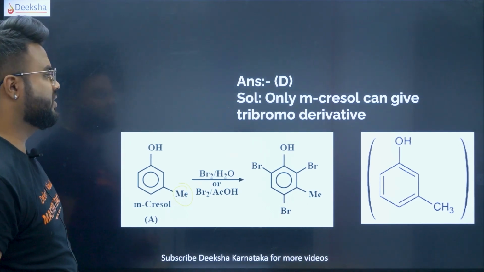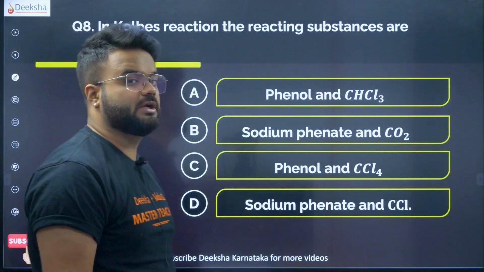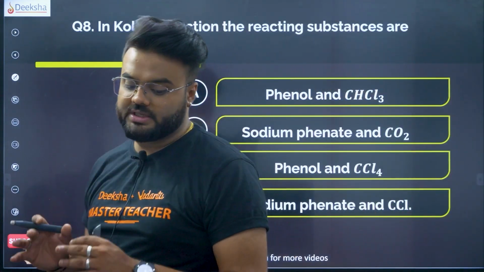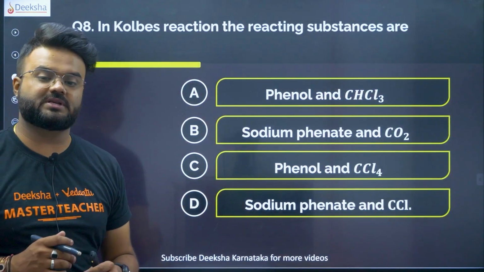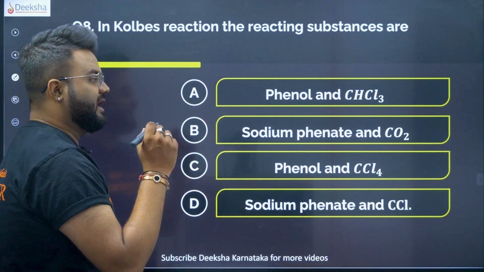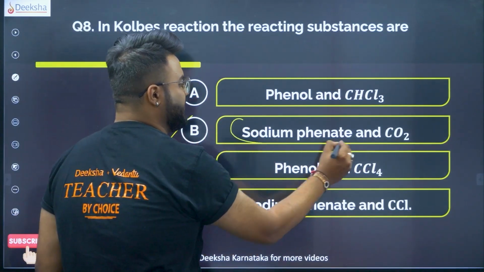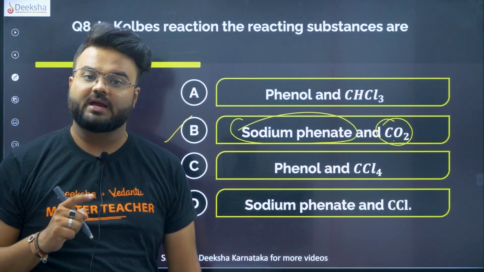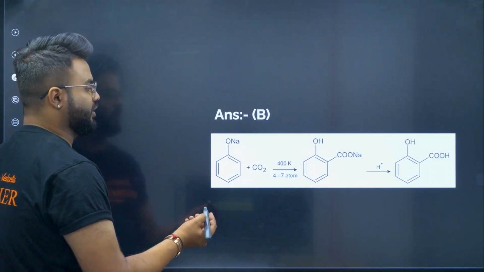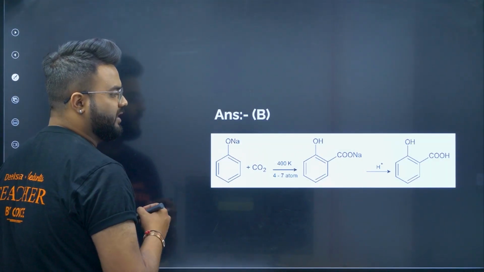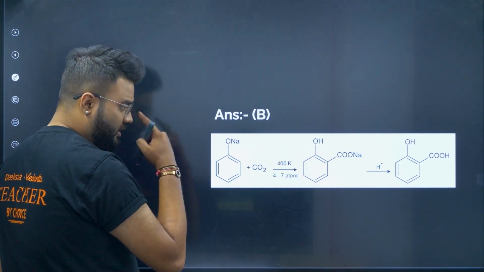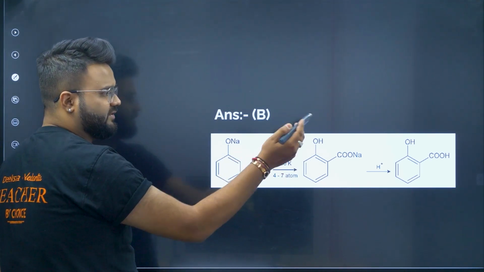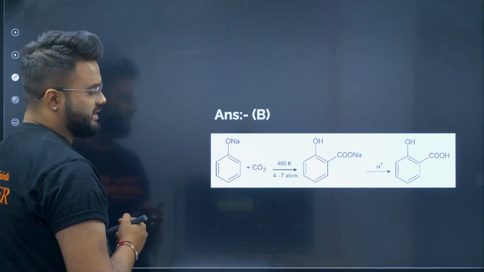Okay, guys, now coming back to question number 8. In Kolbe's reaction, what are the reacting substances? Everyone knows that they are sodium phenate and carbon dioxide. When sodium phenate reacts with carbon dioxide, it forms sodium salicylate, sodium carboxylic phenoxide. Then it goes to further reactions.